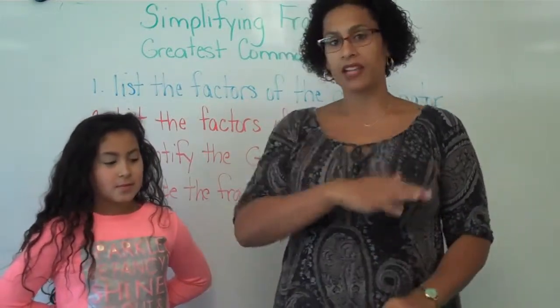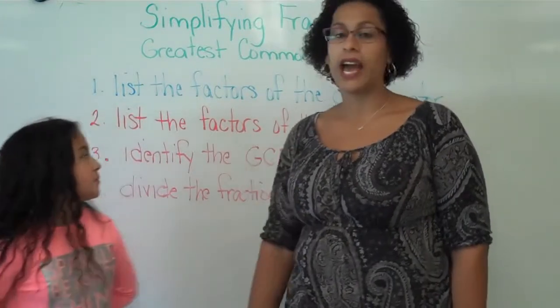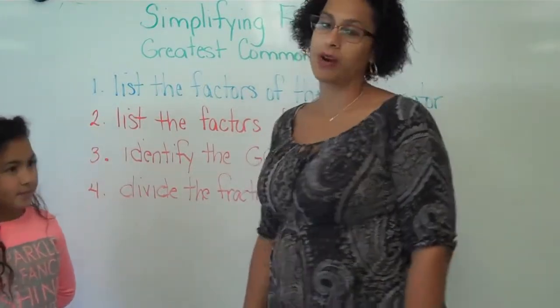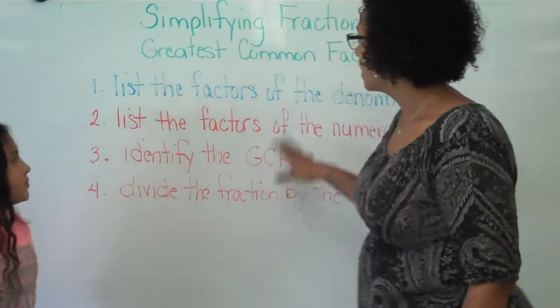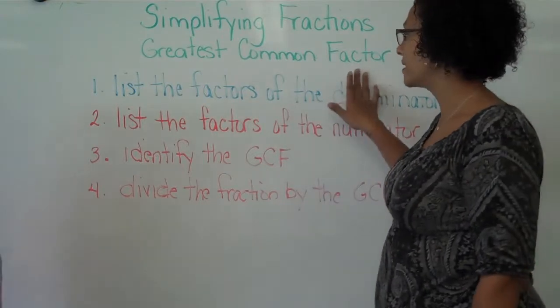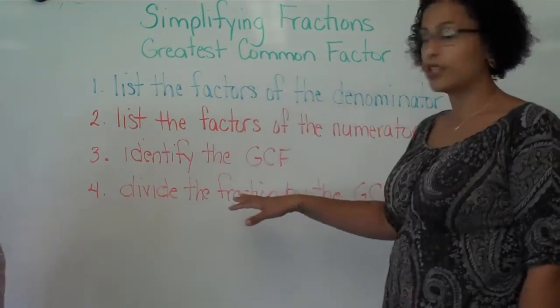So we're kind of doing a backtrack. You should already have all these notes, but I wrote them up there again just so that you have them in the video and you can watch them if you want to. So really quickly, to go over the notes, we're talking about simplifying fractions, finding the greatest common factor. 4 steps to doing that.